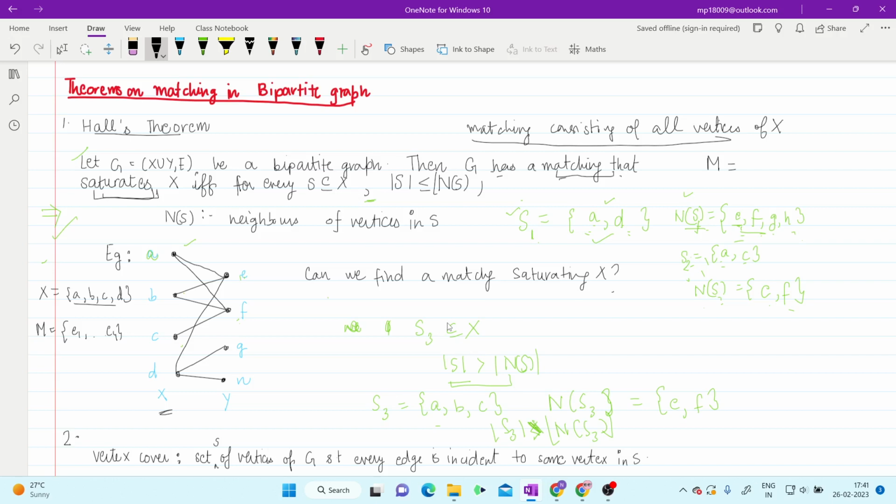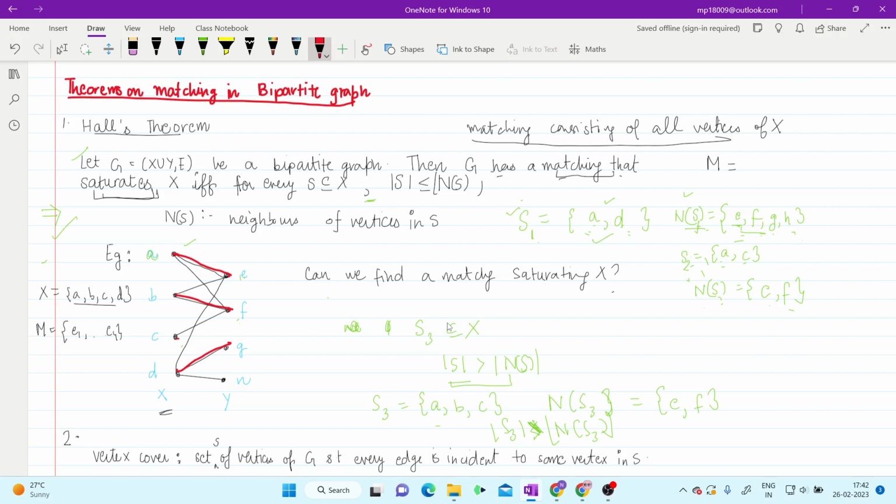Now if you want to find some maximal matching of this graph, see if we choose AE first and if we choose BF next, there is no edge left for C. C is connected to F, but we cannot choose CF for a matching because BF is already chosen, and then DG. So you see that if we pick any matching in this graph, it will miss at least one vertex of X. So this graph cannot have a matching which consists of all vertices of X. Yes, ma'am. Understood, ma'am.